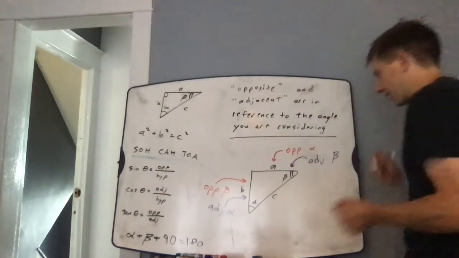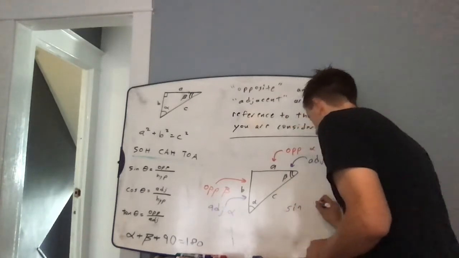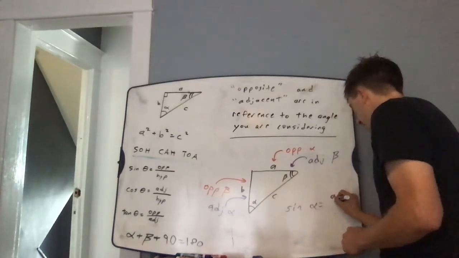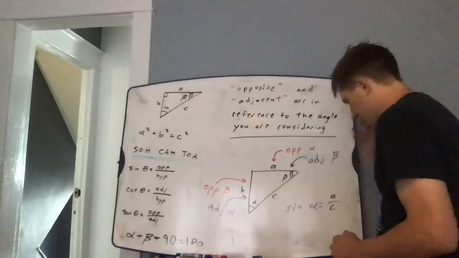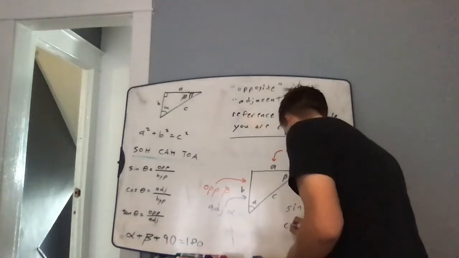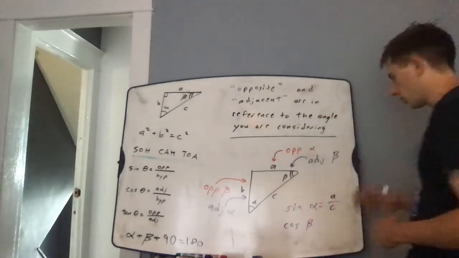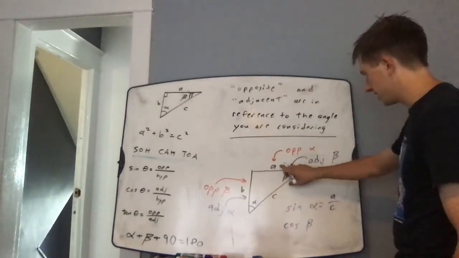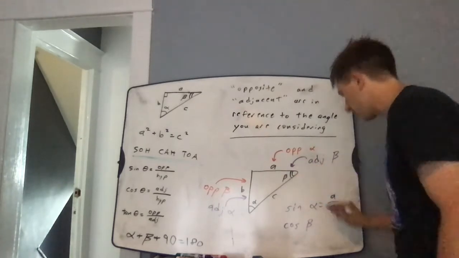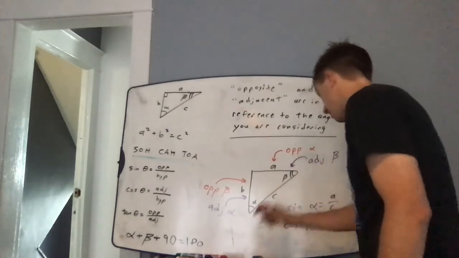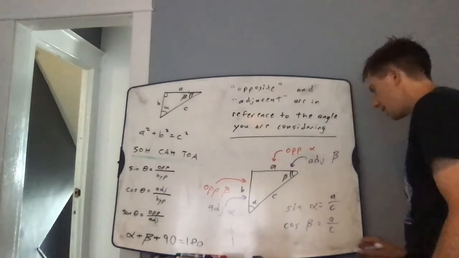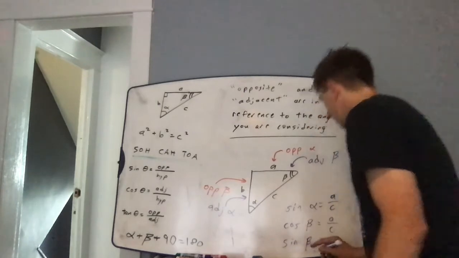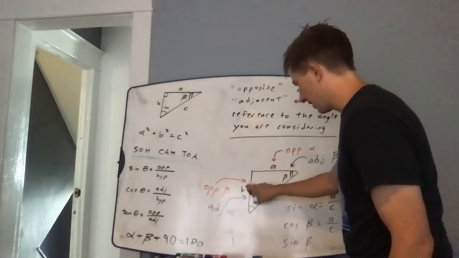So for example, I could say sine of alpha is equal to opposite over hypotenuse, A over C. But I could also say cosine of beta. Well, cosine of beta is adjacent over hypotenuse. So adjacent to beta is right up here. That is also going to be A, and hypotenuse is still the hypotenuse, that's C. But the sine of beta, well, opposite beta here is B.